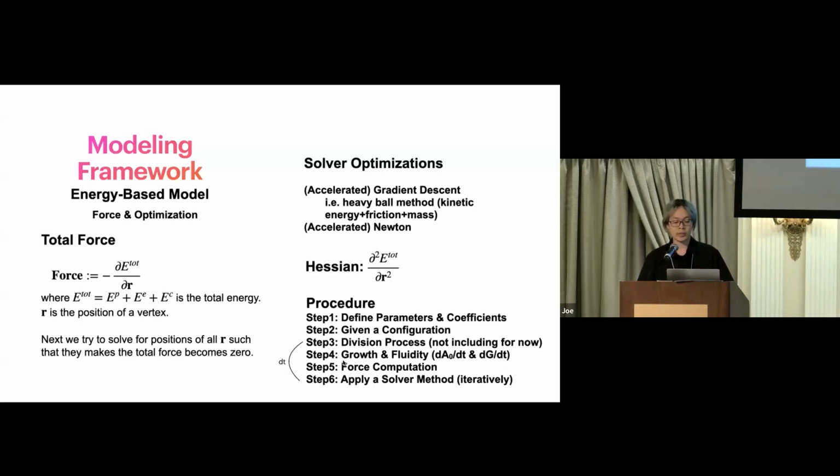And then the next step, we're going to do the growth and fluidity. So basically, find a solution for dA naught/dt and dg/dt. And then we can compute the force from this equation and apply the solver method so that we can have an equilibrium solution. That's going to be the configuration that we will see when the time is basically at the next dt. And if you want to find the sequence of the solution over time, we can repeat step 3 to step 6, and so on and so on.